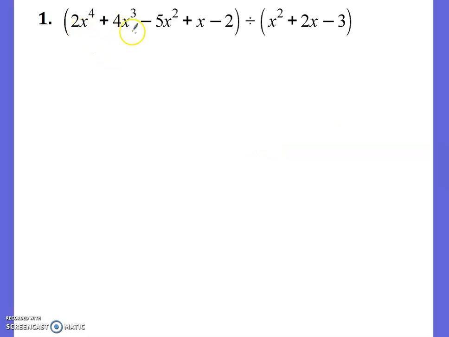We have 2x to the fourth plus 4x cubed minus 5x squared plus x minus 2 divided by x squared plus 2x minus 3. Okay, so we know we have to do long division on this one because what we're dividing by is x squared. Now, we could maybe factor this one and try dividing by each of the linear factors, but that's only going to work if we have zeros, and we don't know if we have zeros or not. So anytime I'm dividing by something that's x squared or higher, whether I can factor it or not, I always do long division. So we're going to have x squared plus 2x minus 3, then what's being divided goes on the inside.